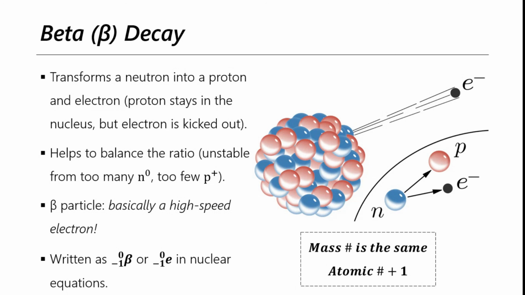In general, our mass number stays the same since the neutron that's lost is replaced with a proton. So that doesn't change. Our atomic number, though, does go up because we now have one more proton than we had before. So the element is going to change in this case, too.